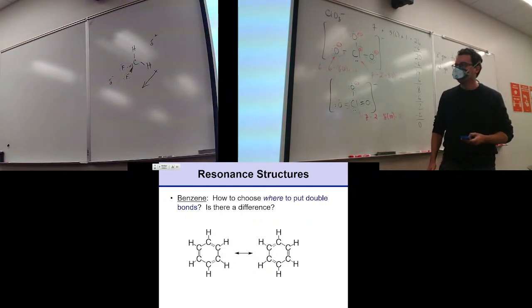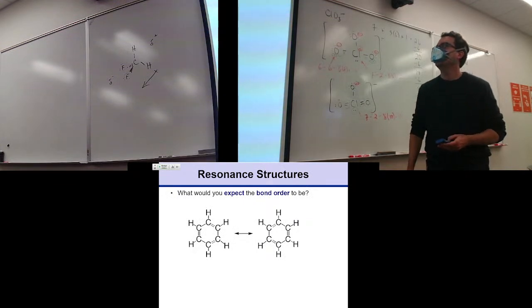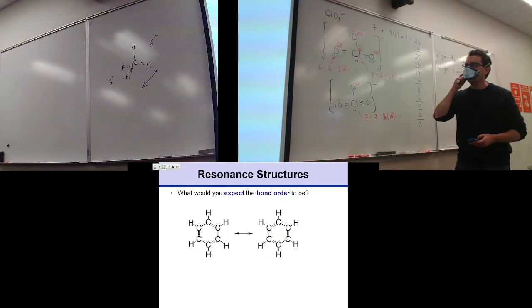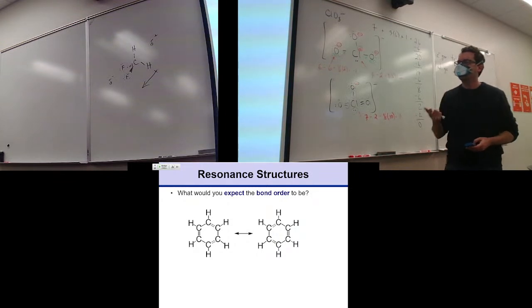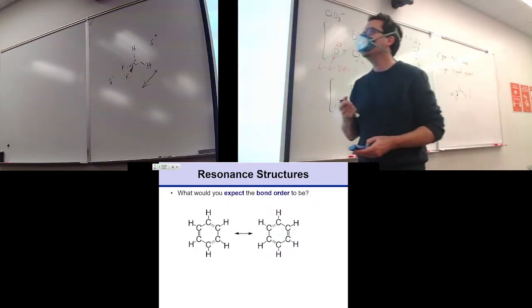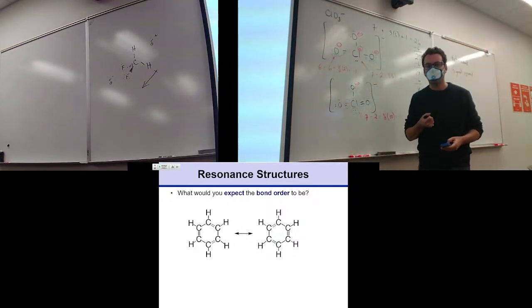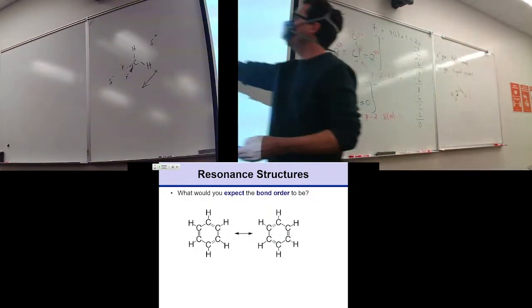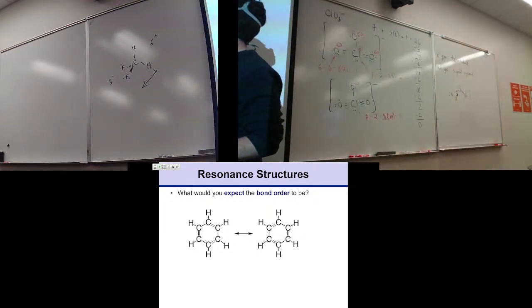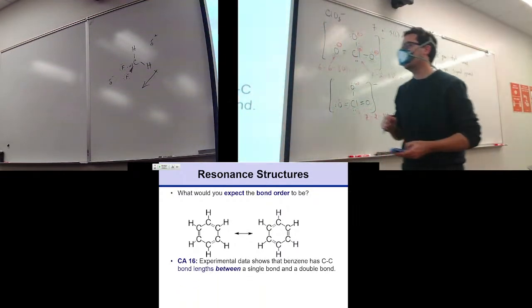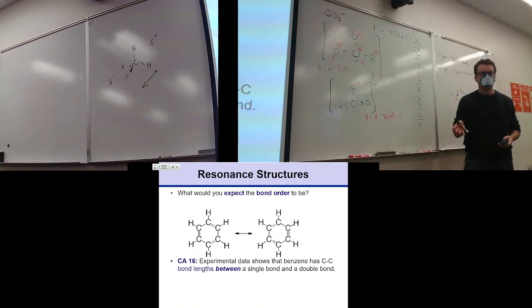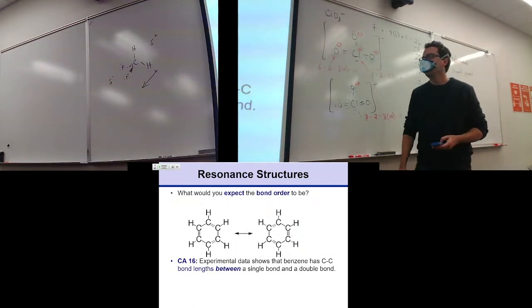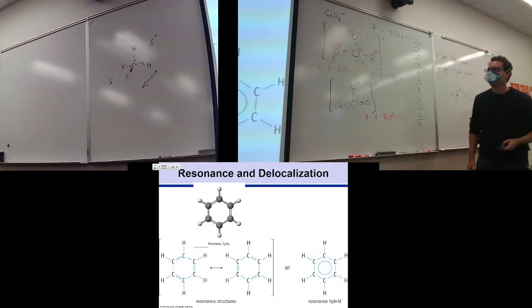So which one's better? Well, it turns out they're the same. And if I were to ask you on a test, well, what is the bond order between a carbon-carbon and the carbon-carbon bond in this molecule? You wouldn't say bond order 1, and you wouldn't say bond order 2. You would actually say something that is between bond order 1 and 2. So something like 1.5. So how do we figure that out?